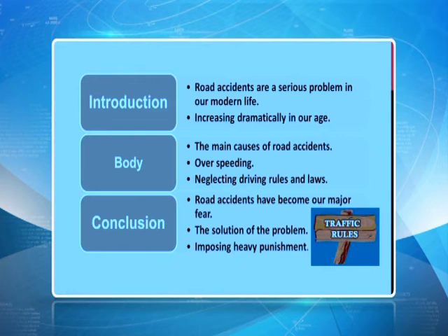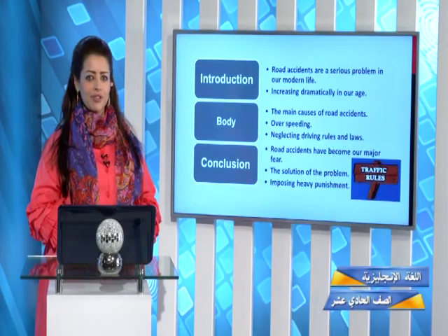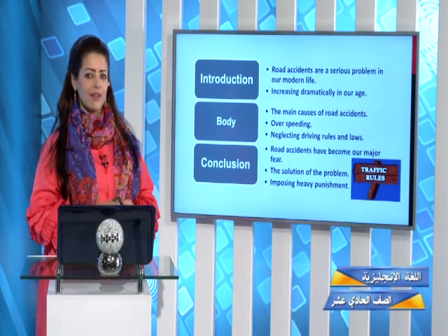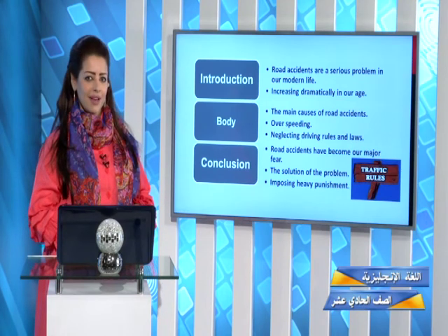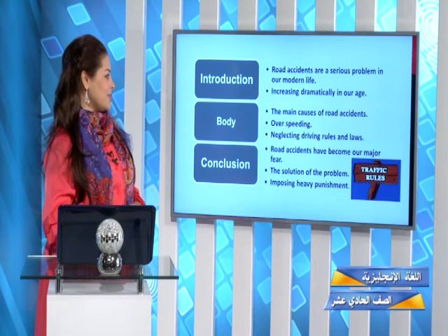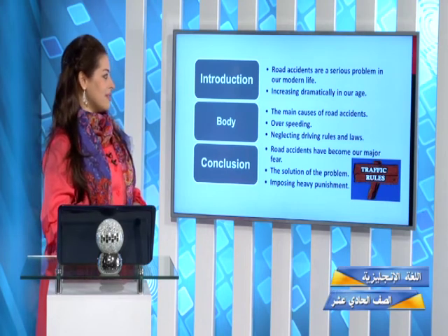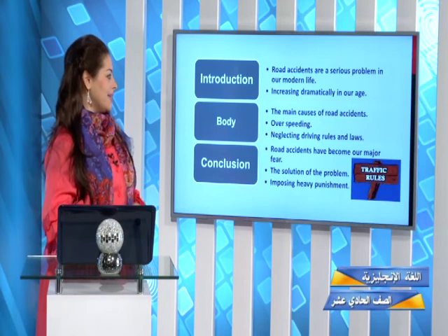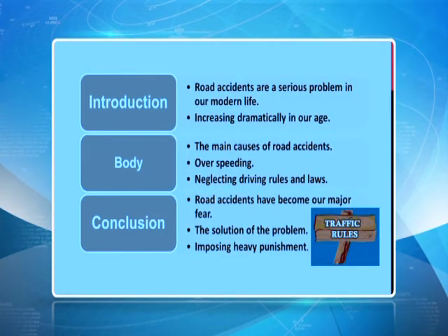Now, in the body, we have to write the ideas we've mentioned earlier. What are they? The causes of road accidents. Let's read together. The main causes of road accidents: overspeeding, neglecting driving rules and laws. In the conclusion, as we have mentioned, we have to sum up, right? And you can also give an advice as well.